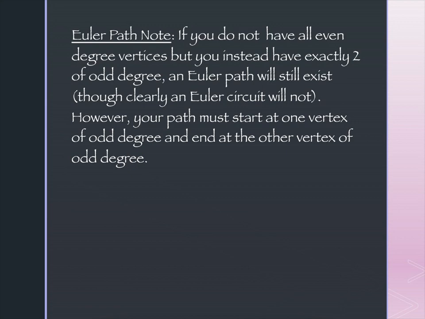However, your path must start at one vertex of odd degree, and it must end at the other vertex of odd degree. So it does have a condition on it about where you start and end. With an Euler circuit, though the previous problem told us where to start and end, that was just the constraints of the problem. I could have started and ended at any particular vertex on the last one, and I would have been able to find an Euler circuit, right? They would have existed from every point. With an Euler path, with this condition, it will have to start at one odd degree and end at the other odd degree.